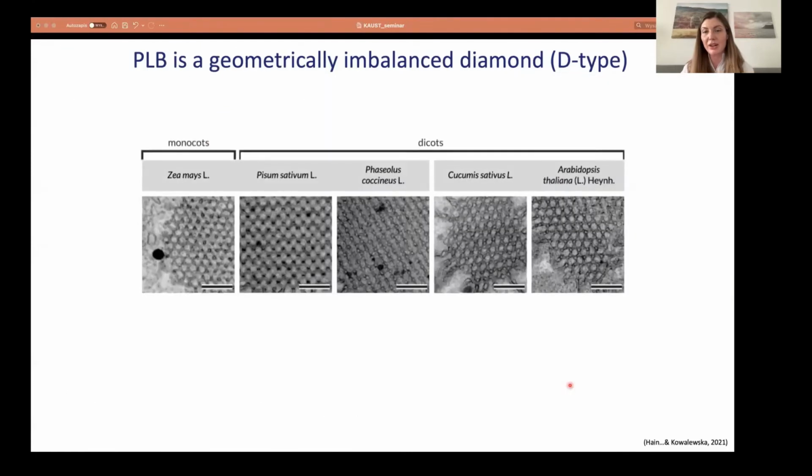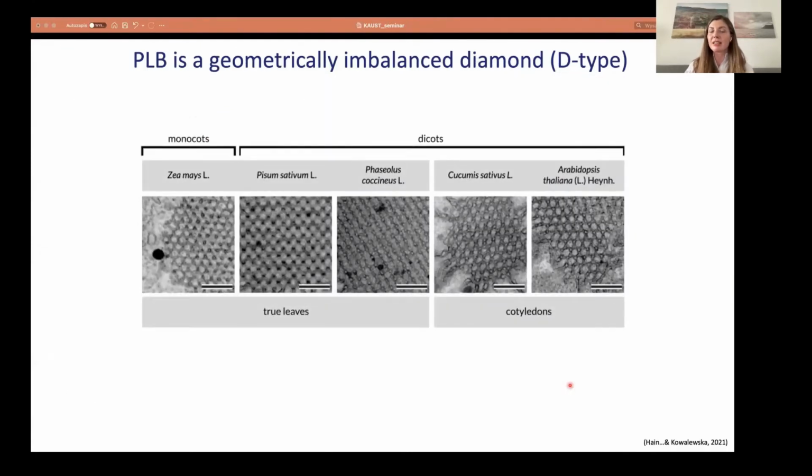So using SPIRE, we were able to recognize that the prolamellar body, PLB, is a geometrically imbalanced diamond. What is very interesting is that all of the cubic membranes known so far were always balanced, so both channels had the same diameter. But here the structure is imbalanced, which might be related to the function of this structure.